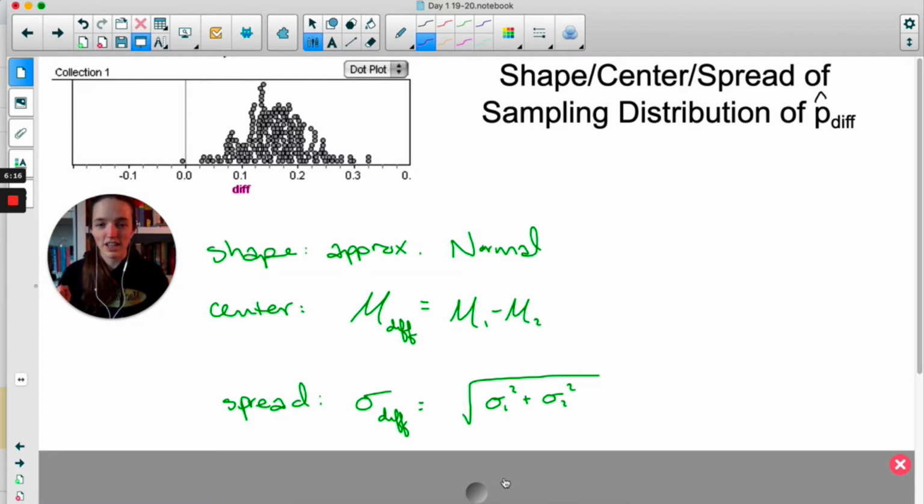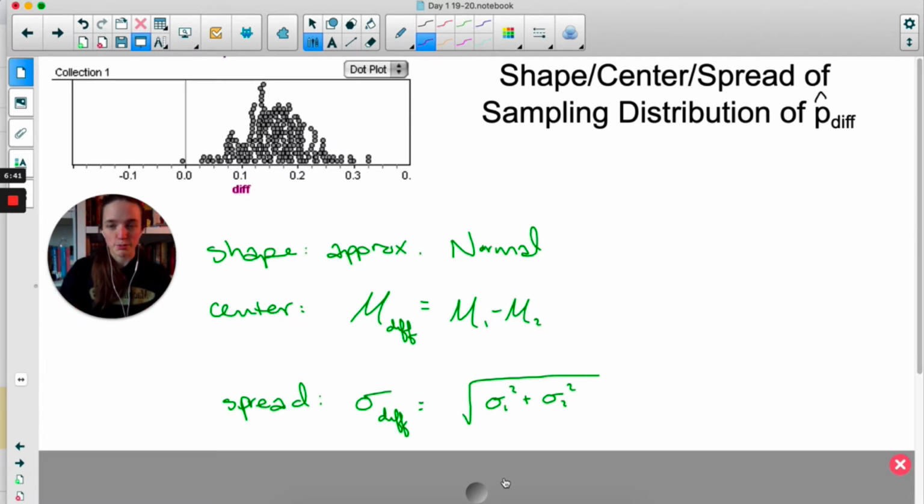So the variance from the first distribution would be the standard deviation squared, and then the second distribution, standard deviation squared. We add those together, then we take the square root. That's the standard deviation of this distribution.